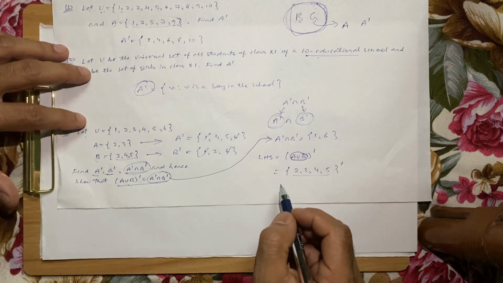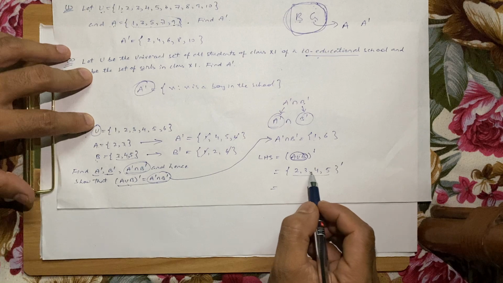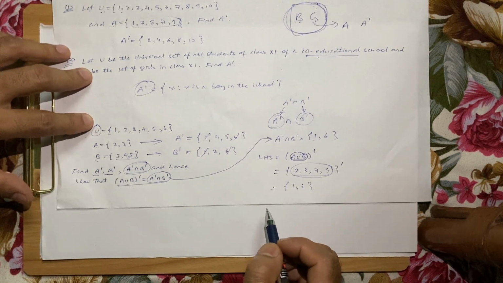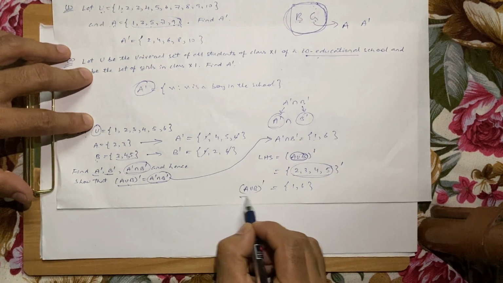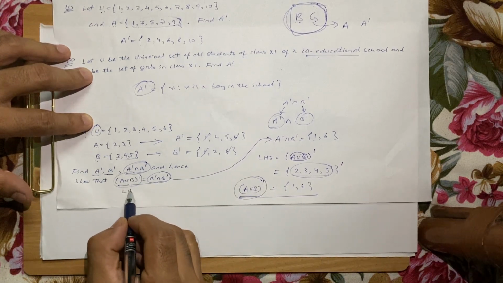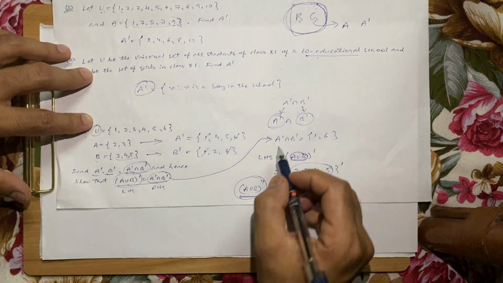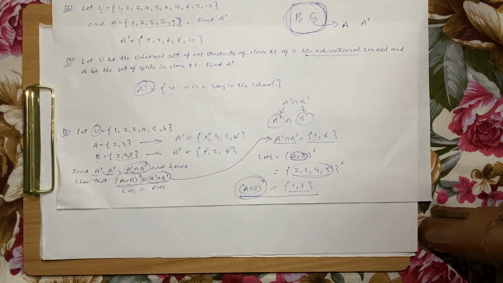Now I've done A union B only. Now let's do the complement, with respect to the universal set. It will be all the elements that are not present in this set, that is 1 and 6, right? So A union B dash is this. Now this is the left hand side, and this is the right hand side. The left hand side is 1 and 6. Right hand side is also 1 and 6. Hence we have proved that left hand side is equal to right hand side.